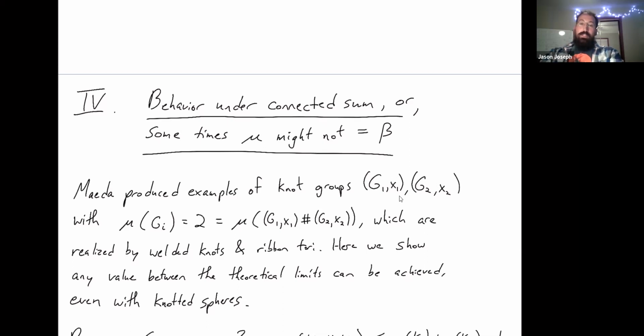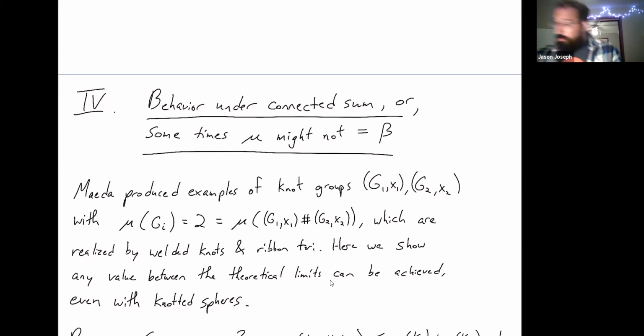And so since they're 2 generator, 2 relator, you can build a welded knot or a ribbon torus with that group and connect sum them and get a genus 2 surface where your meridional rank is still 2. But we're now going to do it for knotted spheres, genus 0, and we're going to show that any value between the theoretical limits can be attained.